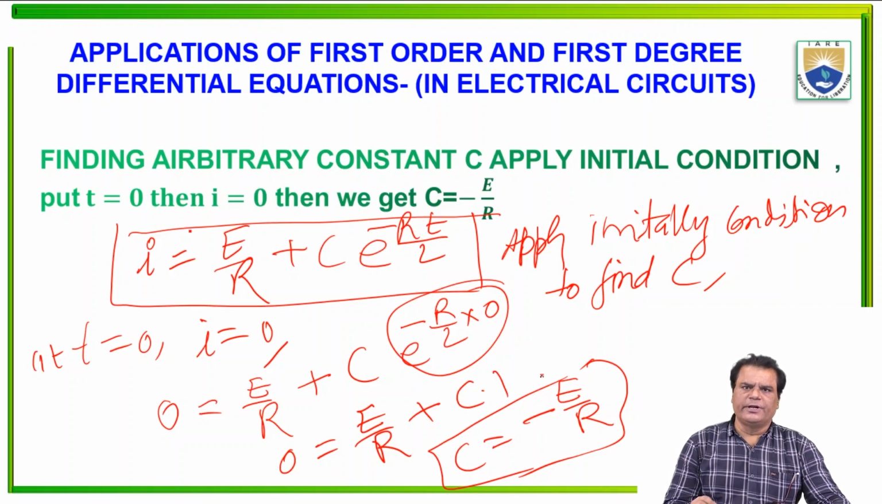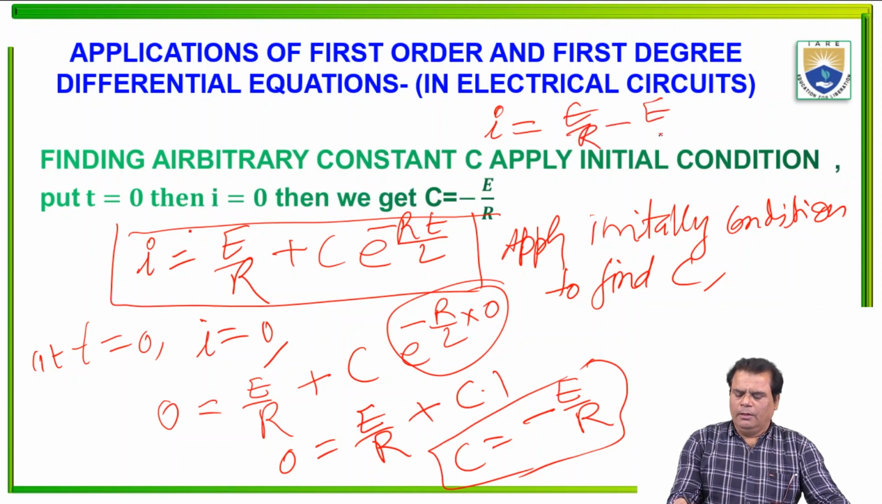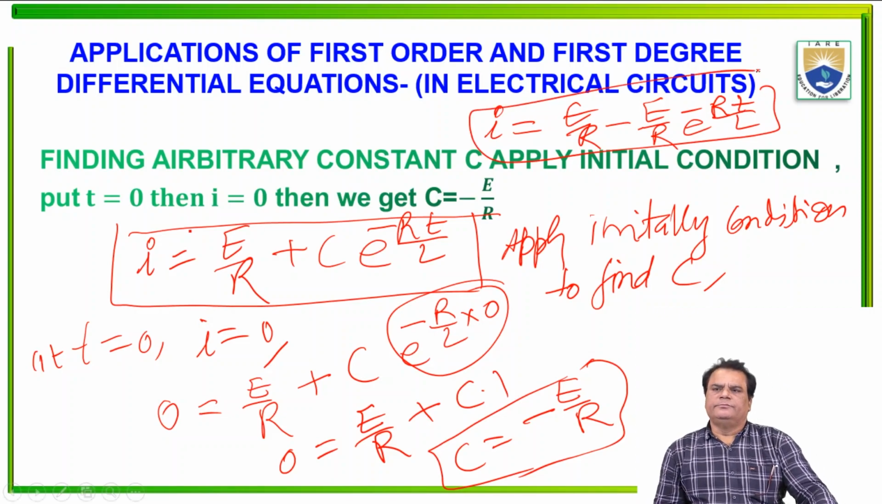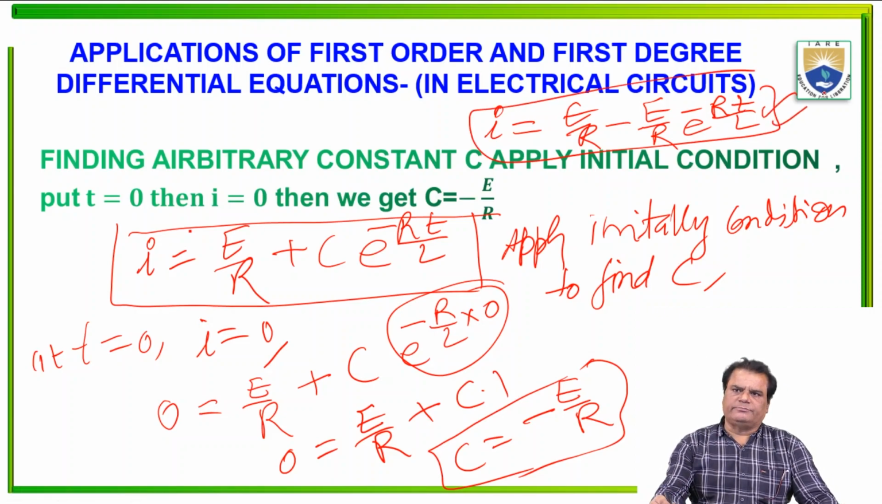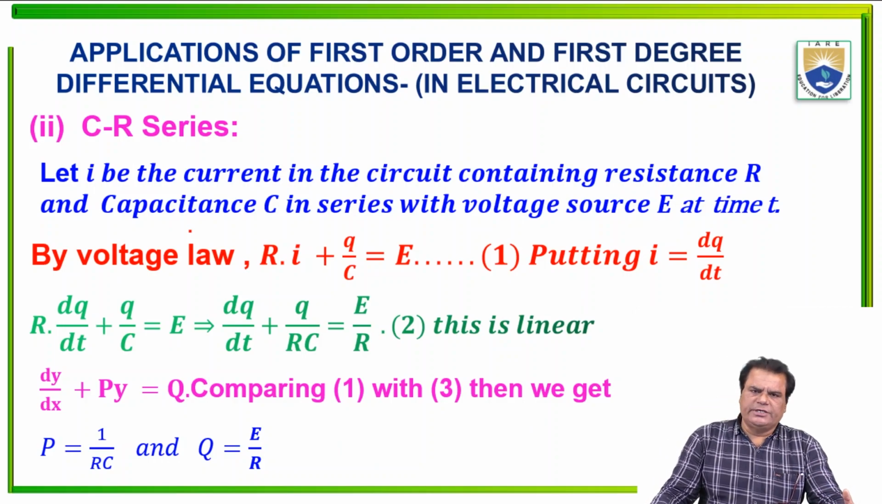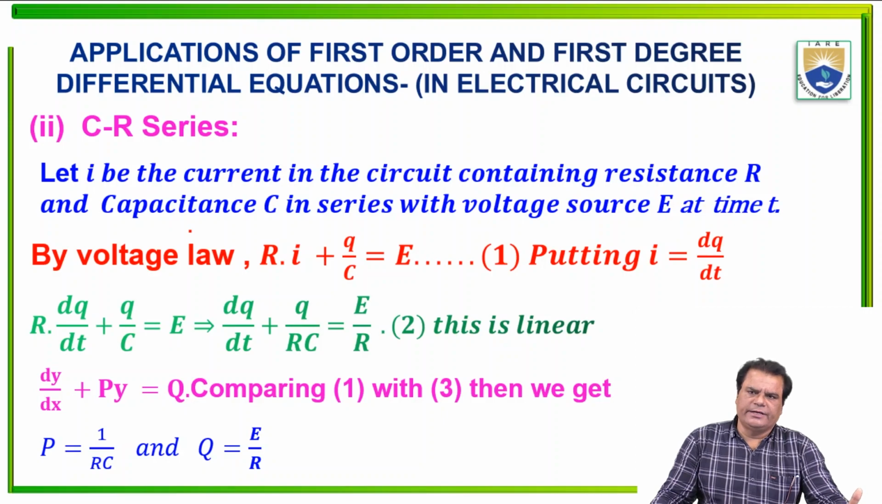And this we will put in our solution. Putting this value in our equation here, the formula is I equal to E by R minus E by R e to the power minus RT upon L. This is the answer. This is the final solution. Now next. We have just discussed the LR circuit.